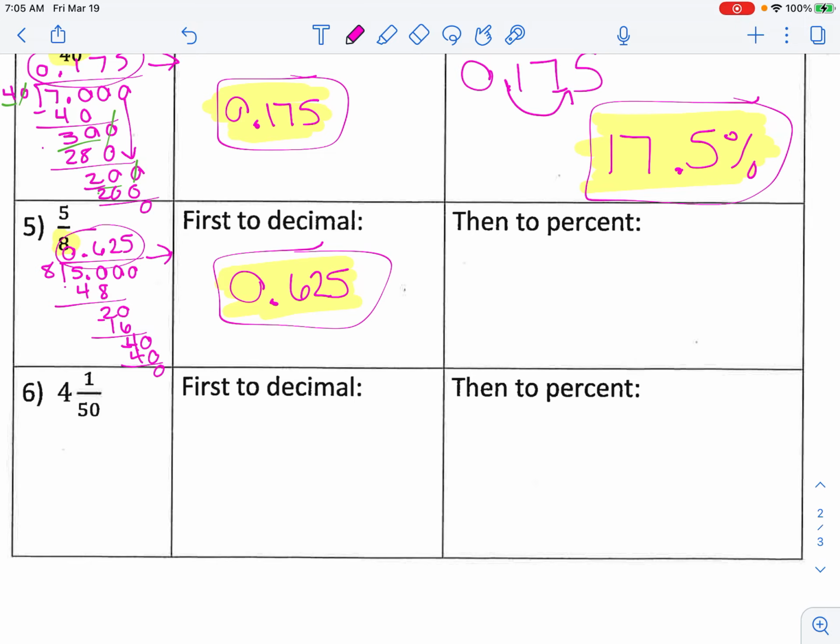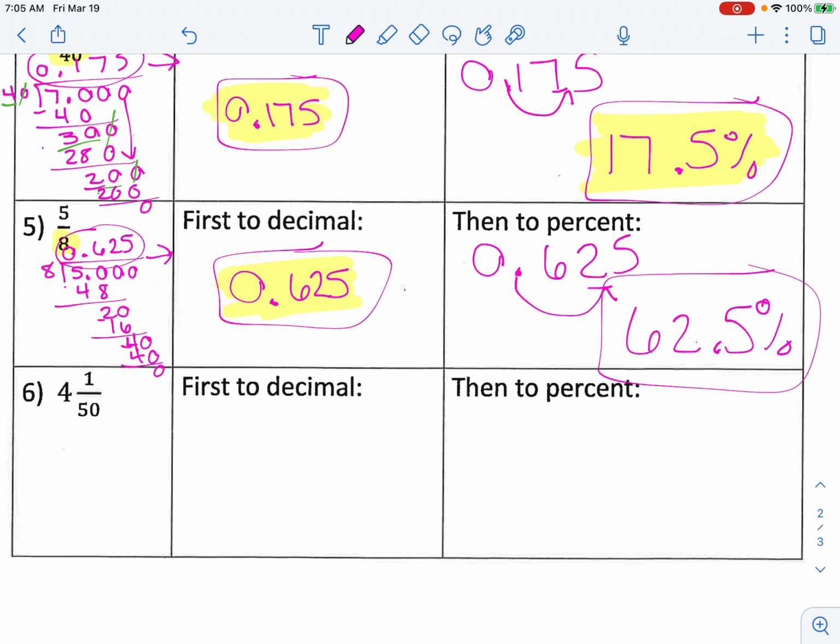Now remember, as soon as you have your decimal, it's super easy to convert to your percent. All you have to do is bloop, move that decimal 2 places to the right. So that equals 62.5%.